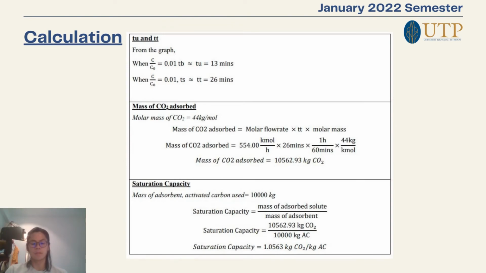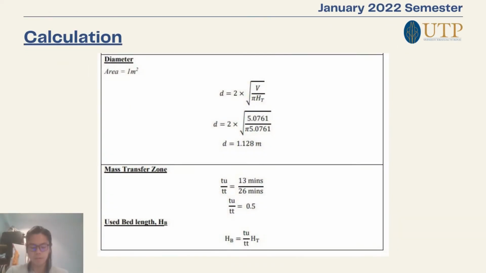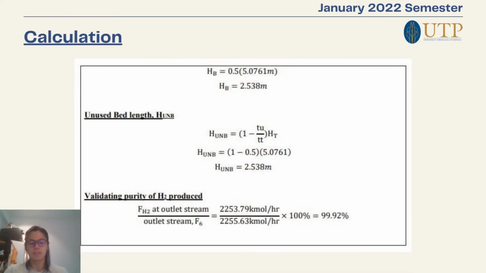The mass of CO2 absorbed is then calculated by using the molar mass of CO2, which is 44 kg per mole. The saturation capacity is then calculated by dividing the mass of adsorbed solute by the mass of the absorbent. We then calculate the volume of activated carbon occupied to find the total bed length by using the area of 1 meter cube and the density of activated carbon assumed to be 1.97 gram per cm cube. The diameter, mass transfer zone and used bed length are also calculated. Lastly, followed by the calculation of unused bed length, which is 2.538 meter.